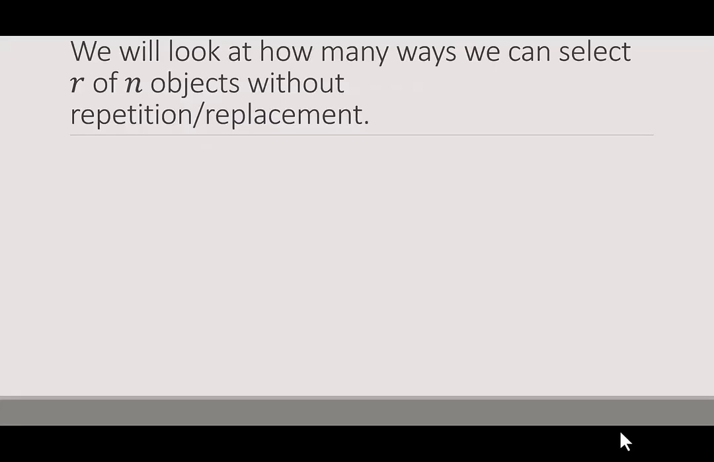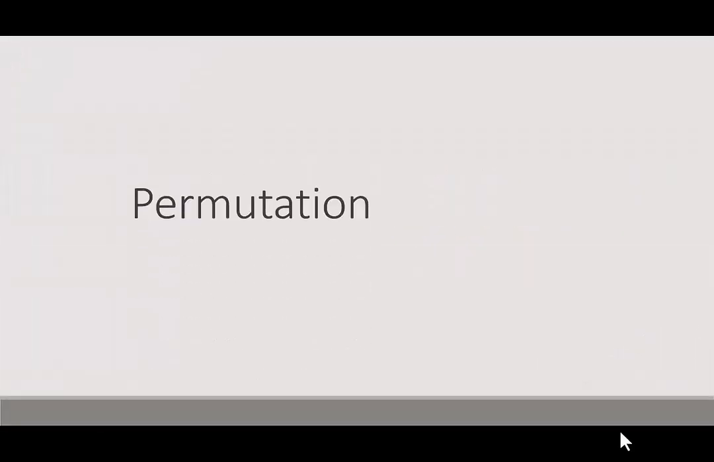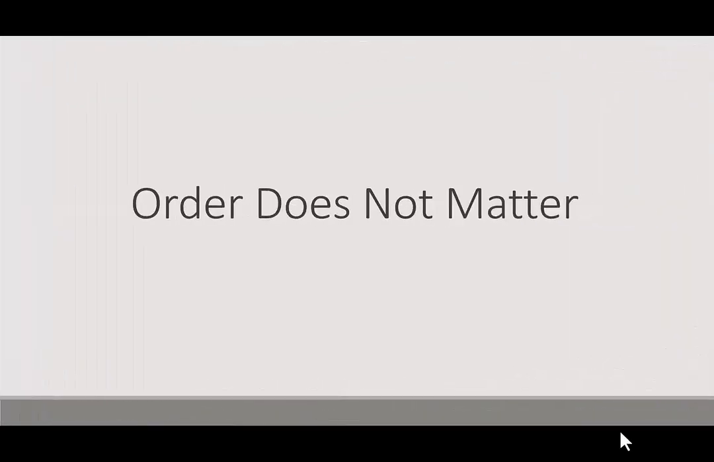The idea is once something's selected, we can't select it a second time. We look at each of the items as being unique. This means it's important that n is greater than or equal to R. I can't select more items than I have in my group. Our first case is when order matters. We call that a permutation. When order doesn't matter, we call it a combination.